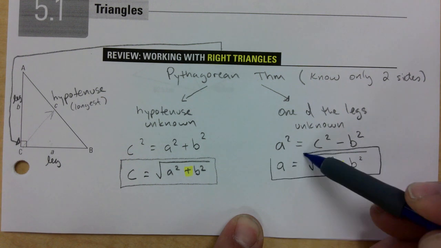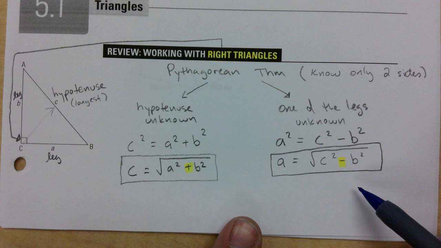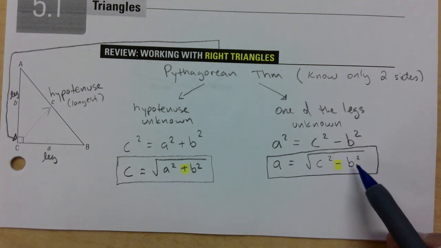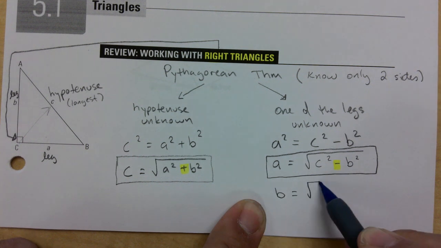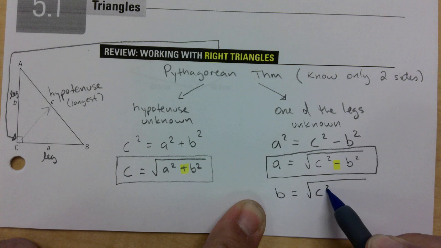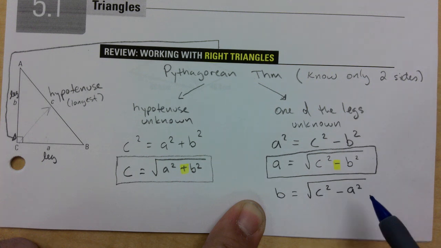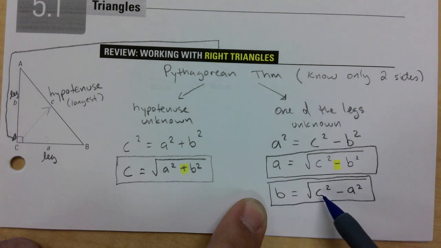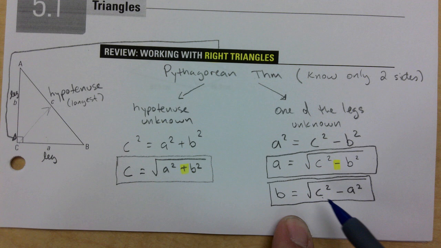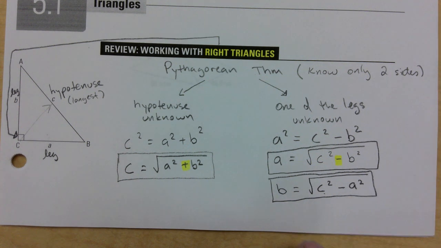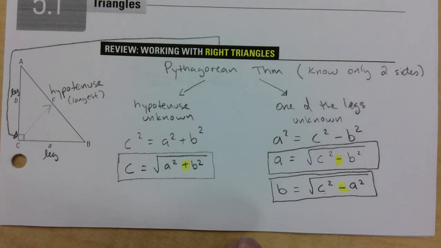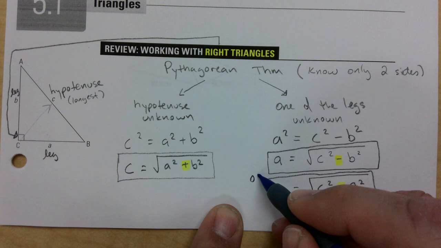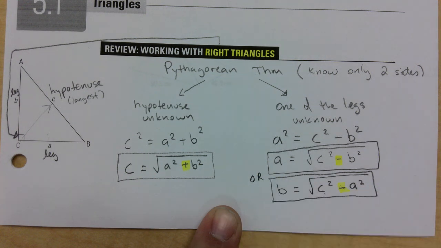And of course, B is also a leg, right? So you could write the same thing as this. B is equal to square root of C squared minus A squared. You can write it the same way, but notice that C squared is always first. This is your hypotenuse. And you subtract the other leg from it. So we will say this here, and right beside you'll say this or that. Okay? So those are your two cases.